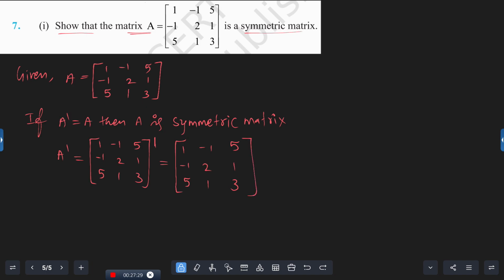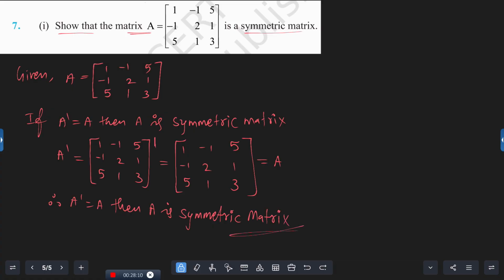Now check whether both are the same or not. You check, children. Is it the same? See, 1 minus 1 5, 1 minus 1 5; minus 1 2 1, minus 1 2 1; 5 1 3, 5 1 3. Yes. We got the same matrix as it is, there is no change in it. So we can write that A dash is equal to A. Then surely we can say that A is a symmetric matrix. Have you understood, children?